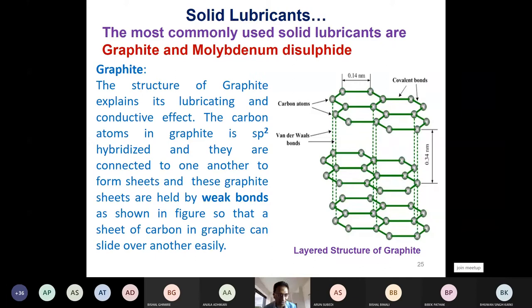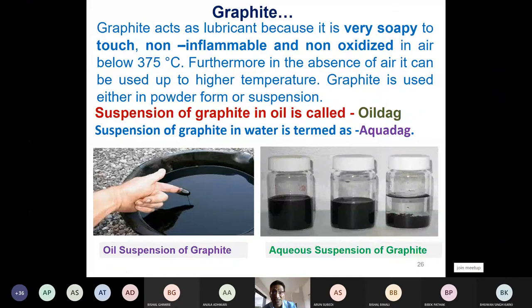Graphite is a type of carbon, and its structure explains the lubricating effect. The carbon atoms in graphite are sp2 hybridized, and they are connected to one another to form sheets. These graphite sheets are held by weak van der Waals forces, as shown in the figure, so a sheet of carbon in graphite can slide over the next sheet. Graphite acts as a lubricant because it is very soft and slippery, non-inflammable and non-oxidized in air below 375°C. Furthermore, in the absence of air, it can be used at high temperature.